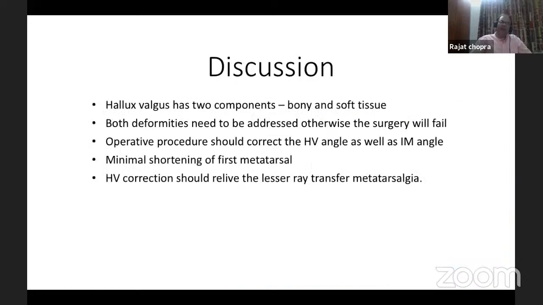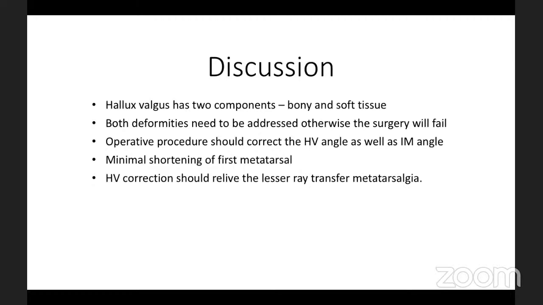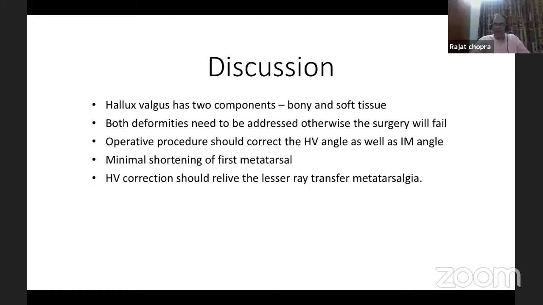So if we come to the discussion part of the surgery for hallux valgus, it mainly has two components. You have to look at the bony as well as the soft tissue balancing. Rajat, please wrap up. Yeah, this is the last slide. So both the deformities have to be addressed, otherwise your surgery is going to fail. The other thing is, just correcting the hallux valgus angle is not going to serve the purpose. You have to correct the intermetatarsal angle, so both the angles have to be corrected.